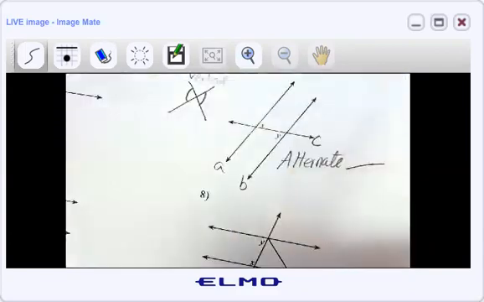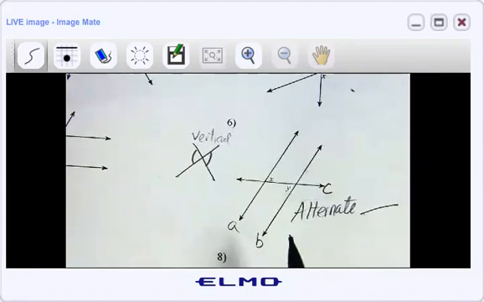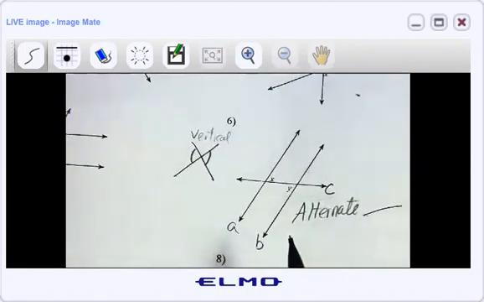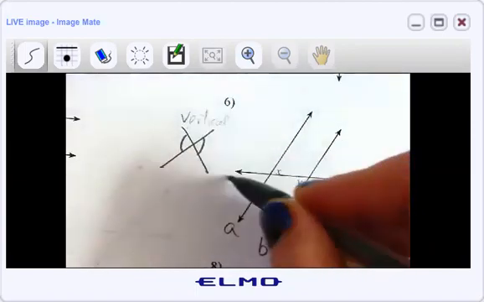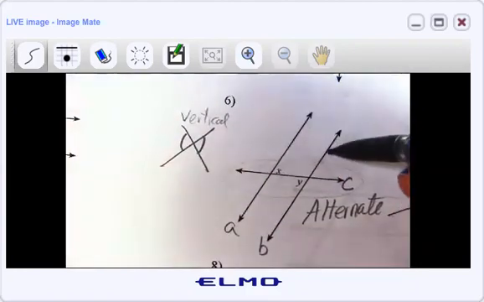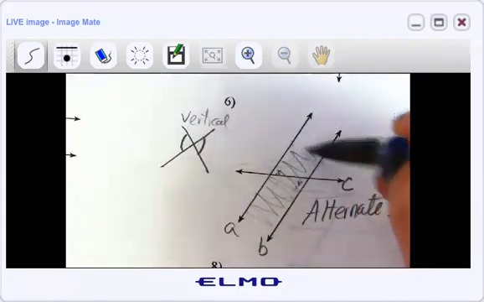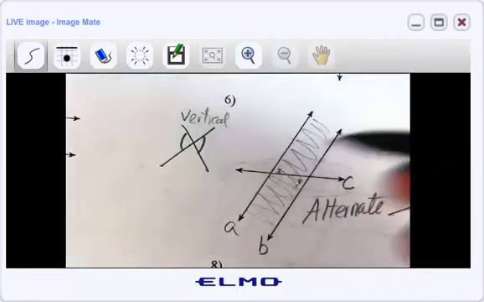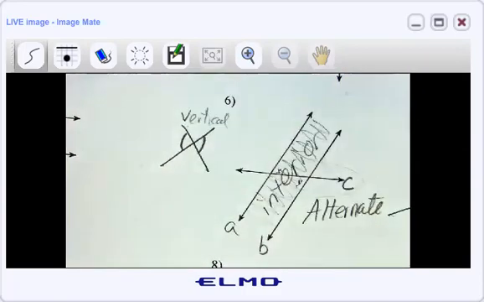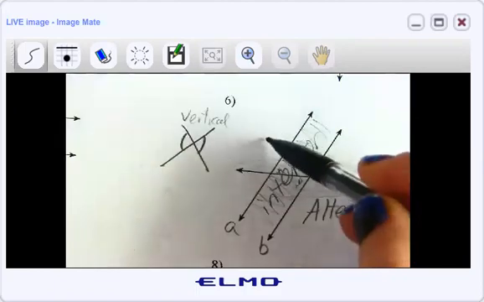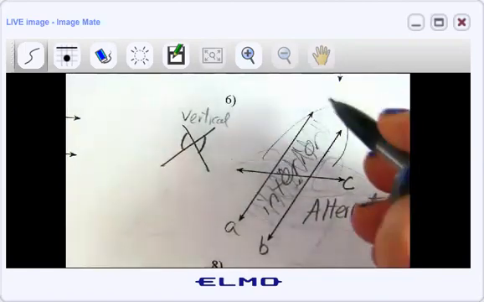My diagram's not very complicated. I only have 3 lines, so I can't mess this up. Well, I guess you could, but there's only 3 lines. I already know that C is my transversal, so the other 2 lines that matter are A and B. So everything in between A and B is going to be the interior. Everything outside of those lines, so if I had an angle out here or out here, that's going to be the exterior.